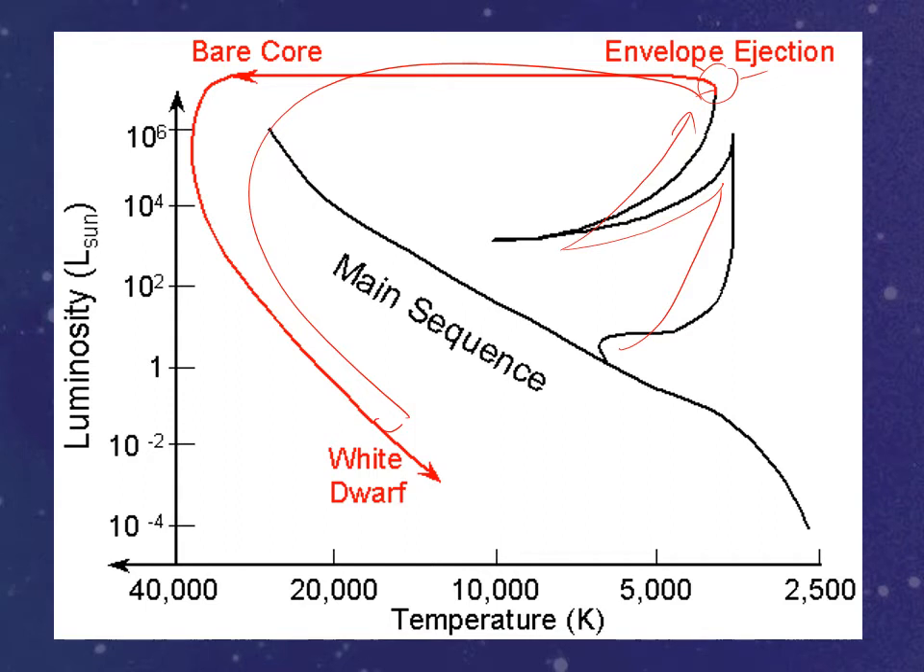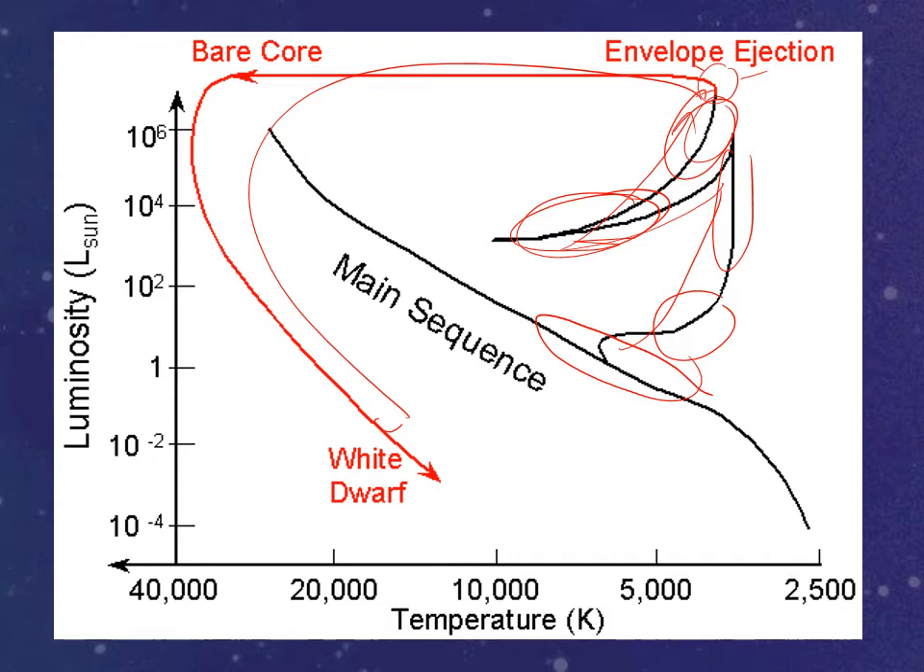And so on the main sequence, you're fusing hydrogen to helium. As a subgiant, you're not fusing anything. As a red giant, you're fusing hydrogen to helium in a shell surrounding a core that's not fusing anything. As a horizontal branch star, you're fusing helium into carbon in the core, and there's a shell surrounding the core that's fusing hydrogen to helium.